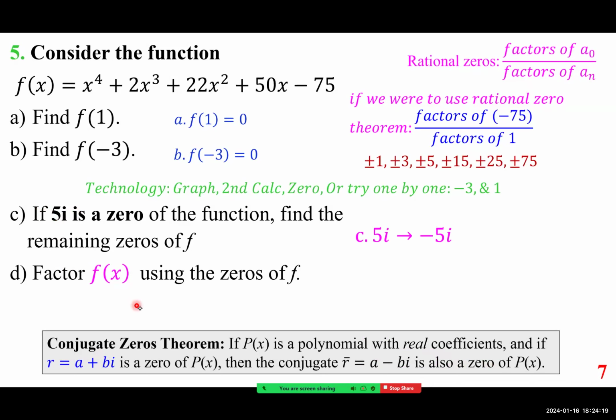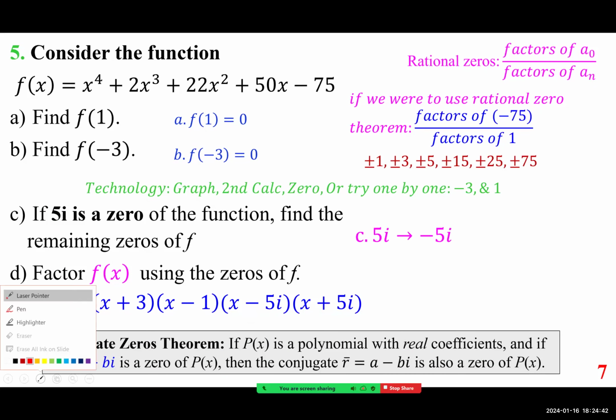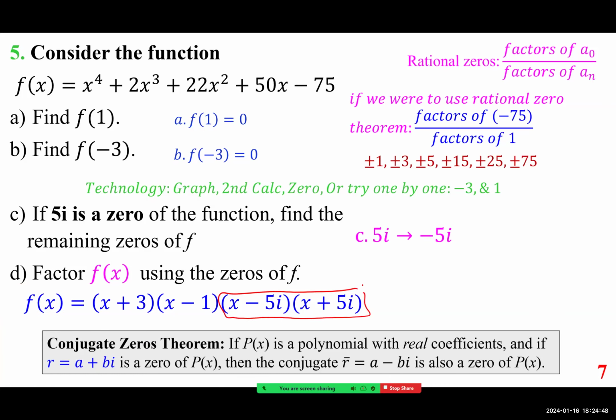And so if we were to rewrite this using factor format, we get f of x equals (x plus 1)(x minus 1)(x plus 3)(x minus 5i)(x plus 5i), in some order. And what matters is that we should recognize this part as x squared plus 25, because it's x squared plus 5 squared.